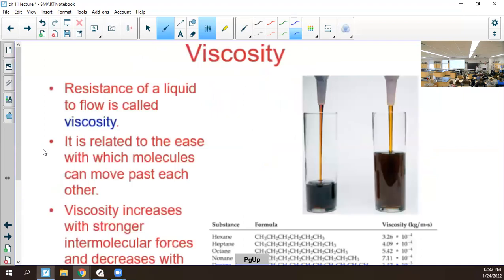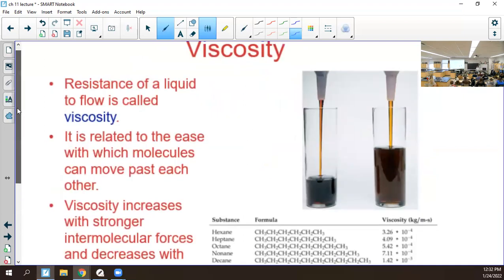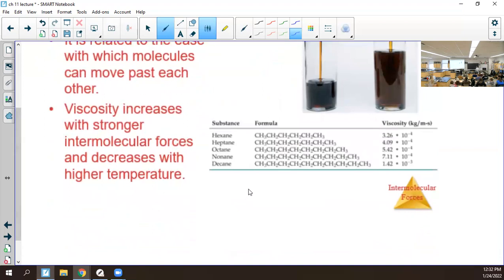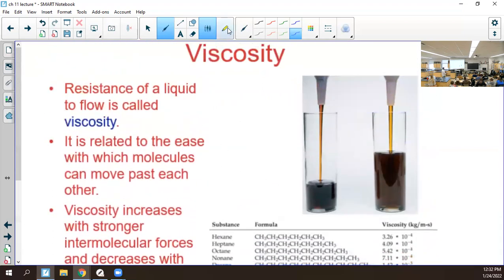I have a whole slide for viscosity right here. So resistance of a liquid to flow is called viscosity. It's related to the ease with which molecules can move past each other. Viscosity increases with stronger intermolecular forces. So I said it backwards, I guess. Even I said it backwards. Because this says viscosity increases with stronger intermolecular forces and decreases with higher temperature. So I should have just come to this slide. It's not its ability to flow, it's a measure of the resistance of it to flow. So high viscosity would mean that it doesn't flow well. I apologize.